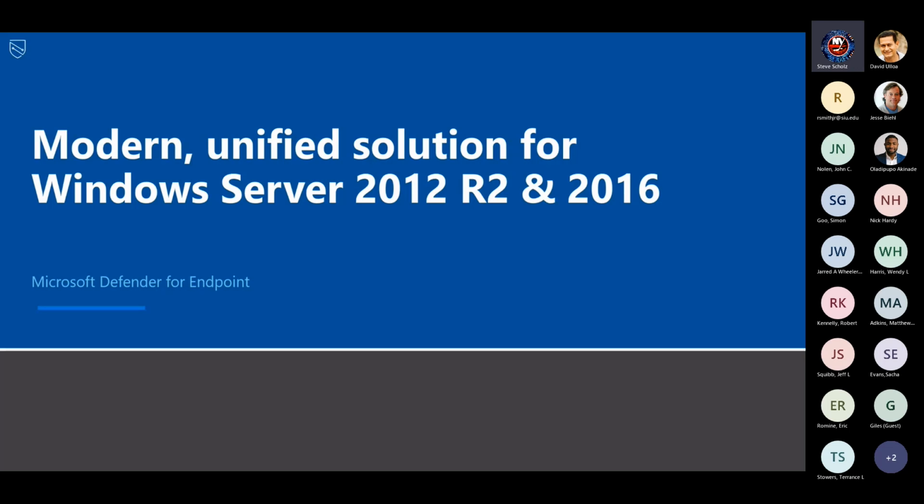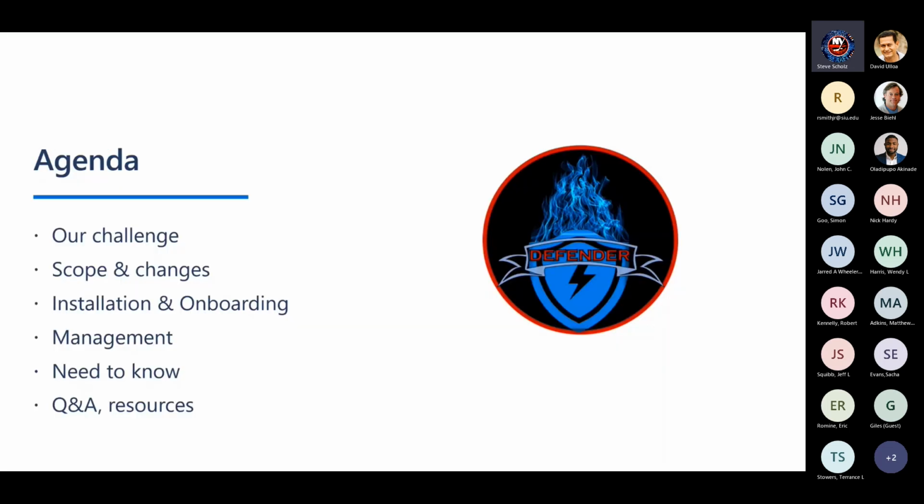You have to install a management agent, the OMS agent. It uses an older version of Sense, which is our sensor. In a lot of cases, there's a lot of things missing from the ability to actually do live response, to get files, stuff like that. This is all changing. What I'm going to talk about is our challenge, scope and changes, installation, onboarding, management, what you need to know. We'll have some links and some Q&A if we have time at the end.